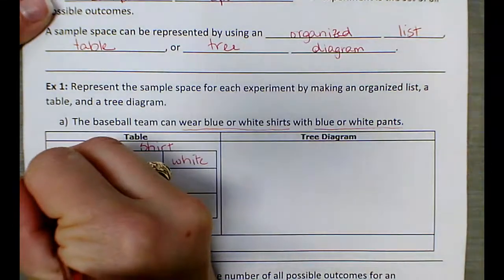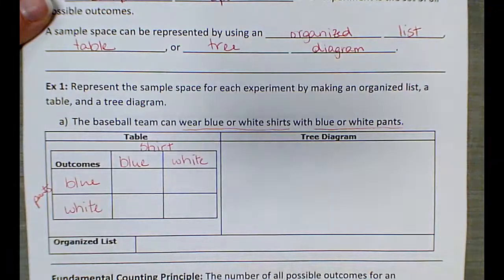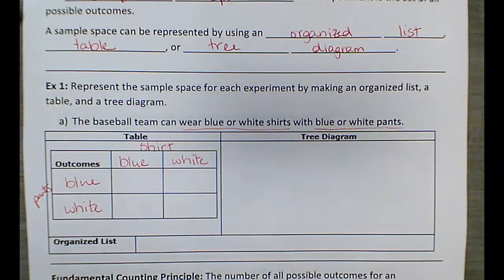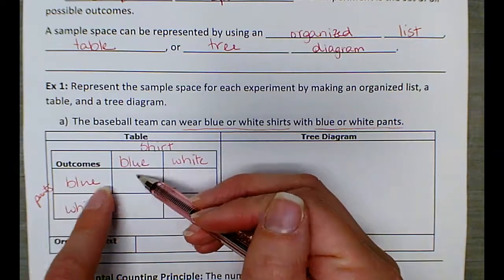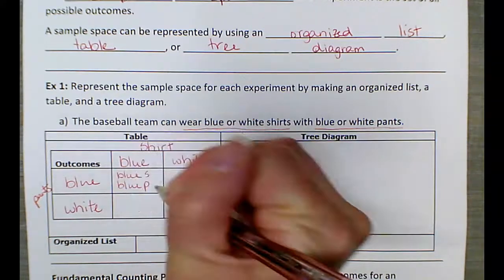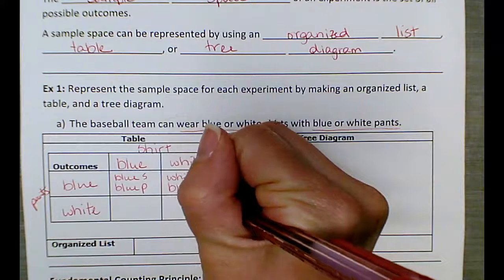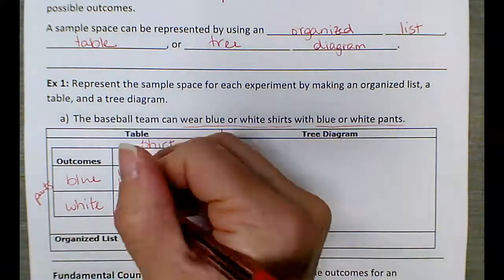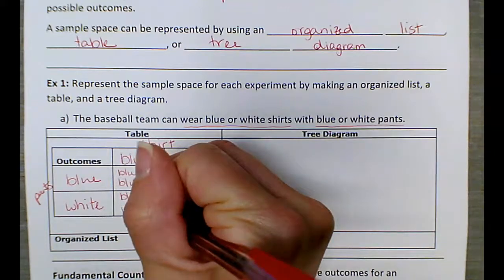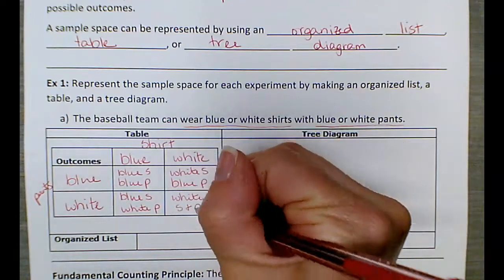For the pants, the baseball team can either wear blue pants or white pants. If you think back to multiplying polynomials or a Punnett square in biology, when you're finding all the combinations of genes that you can have in offspring, this looks like the same thing. So we could have the baseball team wear blue shirt, blue pants. I'm going to say blue S, blue P. Or a white shirt, blue pants. We could have them wear a blue shirt, white pants, or white shirt and white pants.